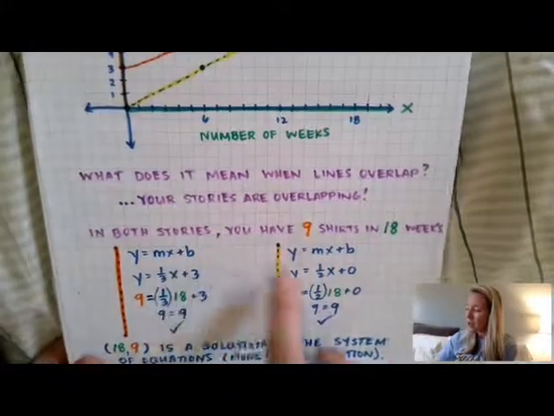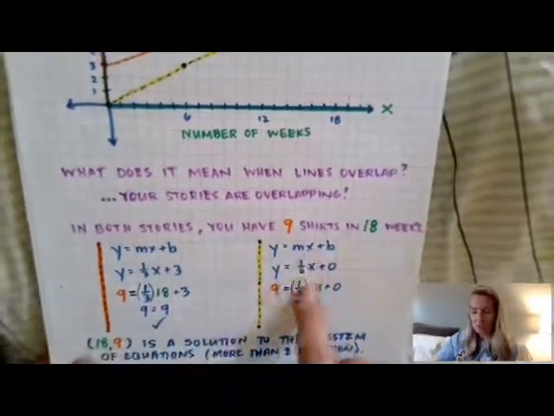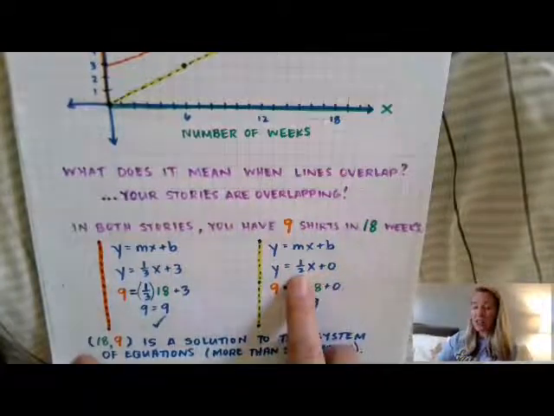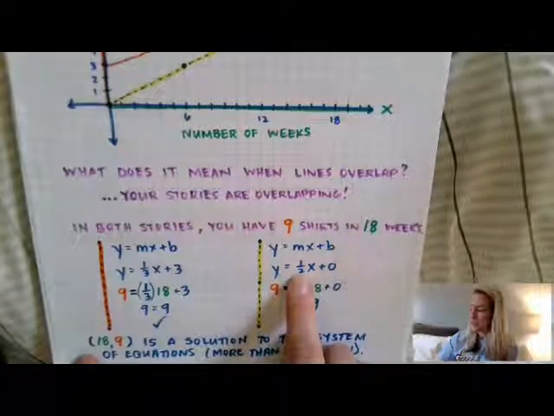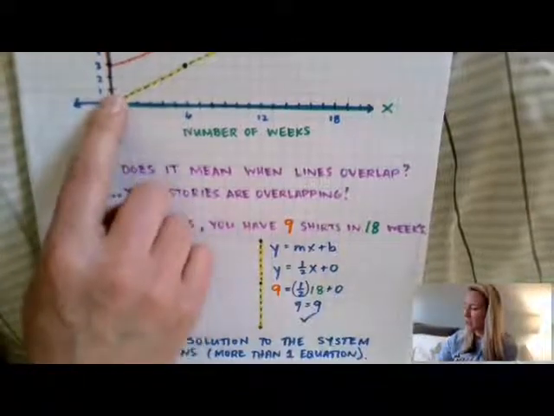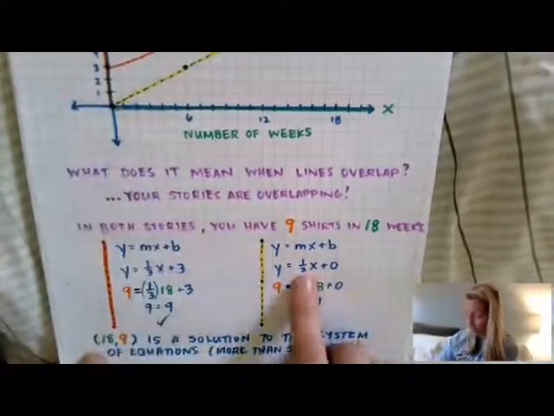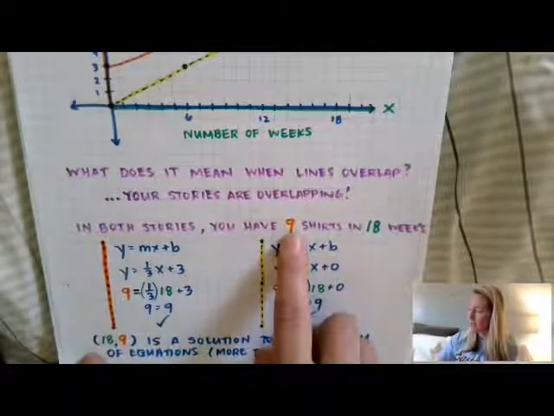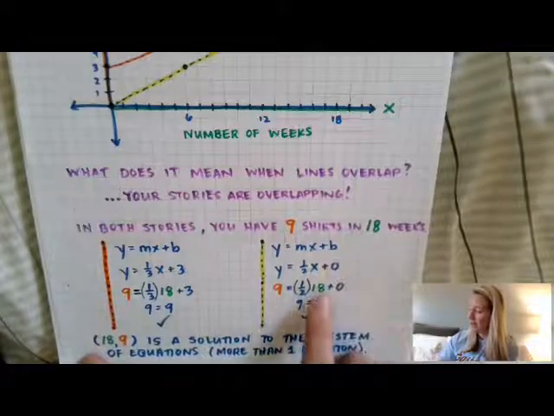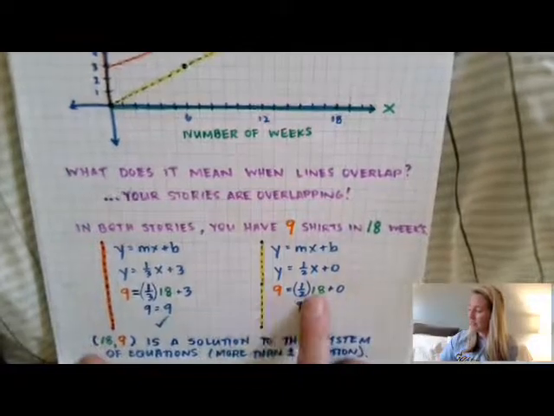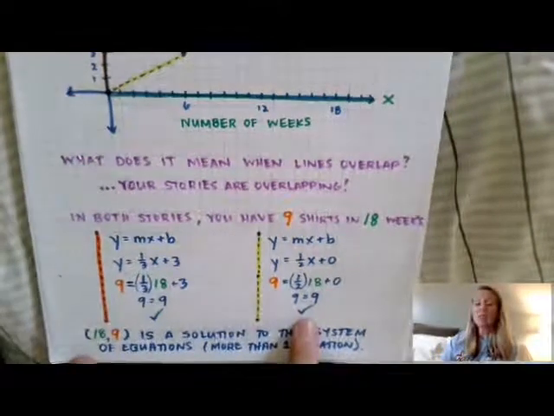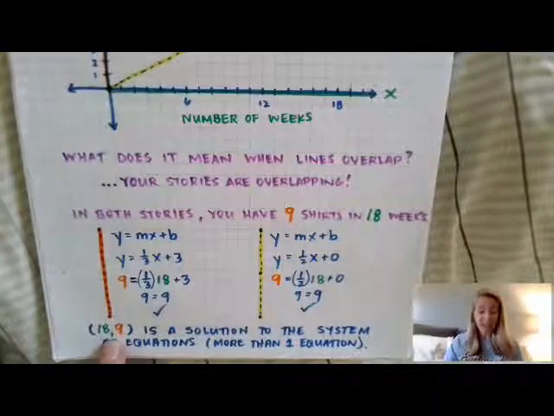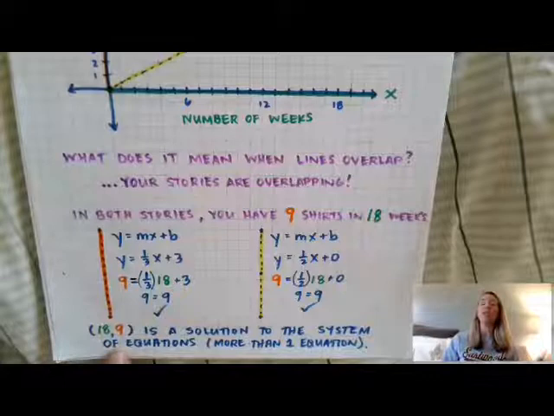But it's also going to be a solution to my other story where I say, well, I start with no shirts, unfortunately, and every 2 weeks I'm getting 1 shirt. So if I plug in my 9 and my 18, 9 is my Y, 18 is my X, half of 18 is 9, so 9 equals 9. It's a solution to both of them. So what we say is that 18, 9 is a solution to the system of equations.